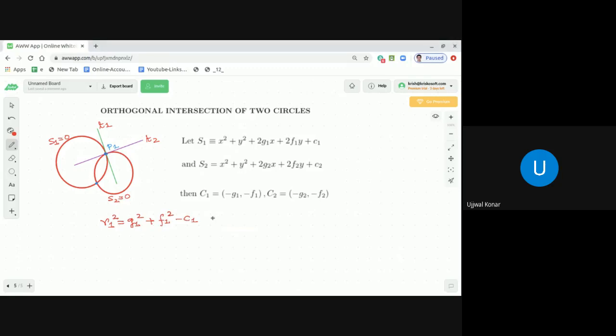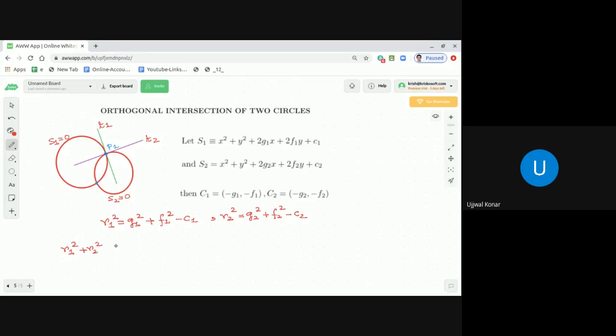And R2 square is equal to G2 square plus F2 square minus C2. That is the R1 square and R2 square. So what we are going to do, dear students, is find the value of R1 square plus R2 square, and we are going to find some important information.